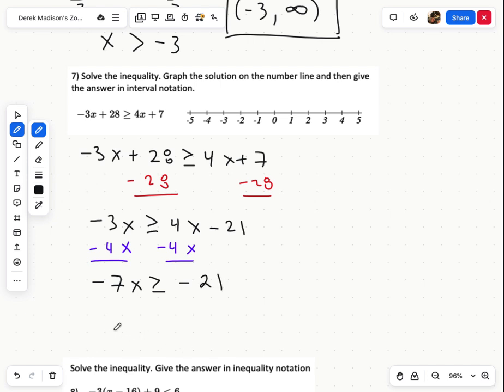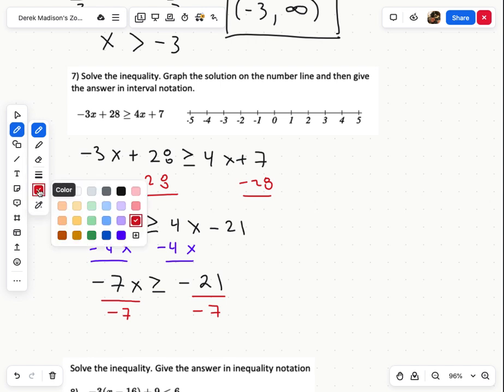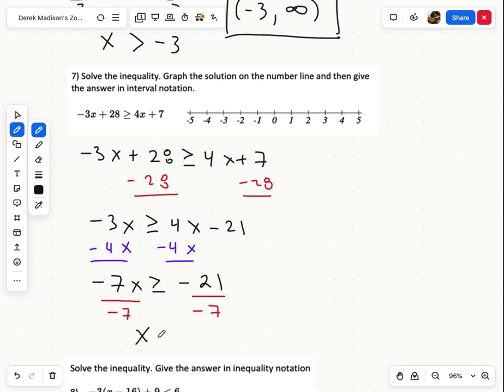So that is the spot where we're going to divide by a negative. It's usually going to show up on this very last step. And the 7 right there is a -7. So when I divide both sides by -7, that's where I'm going to have to flip the direction of the inequality. So look for negative numbers as coefficients on your x terms, and that's kind of your heads up that that's about to happen. So this would be x, and now it's less than or equal to +3.